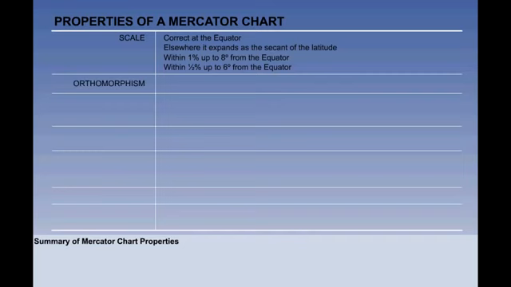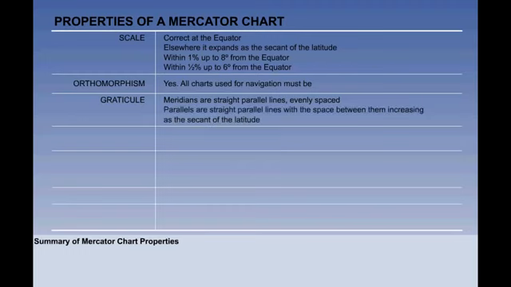The chart is orthomorphic. All charts used for navigation must be. The graticule. Meridians are straight parallel lines, evenly spaced. Parallels are straight parallel lines with the space between them increasing as the secant of the latitude. Shapes. Shapes are reasonably correct over small areas, but there is distortion over large areas, especially at high latitudes.